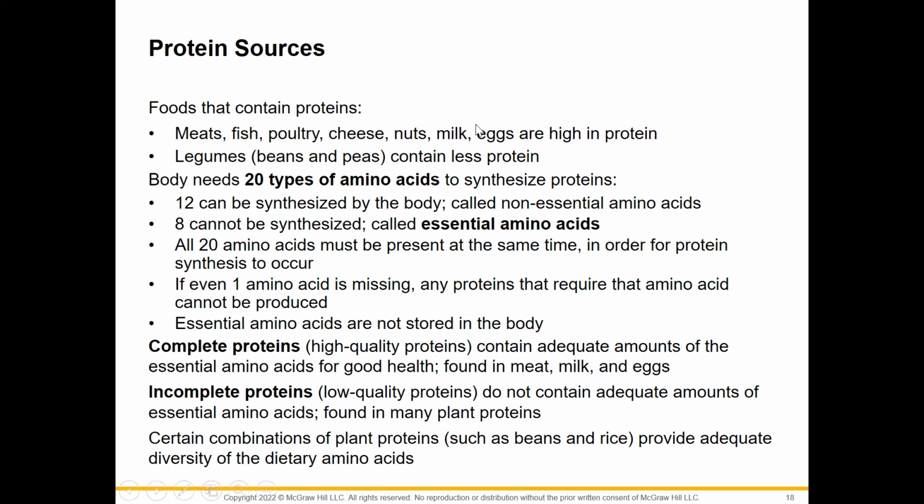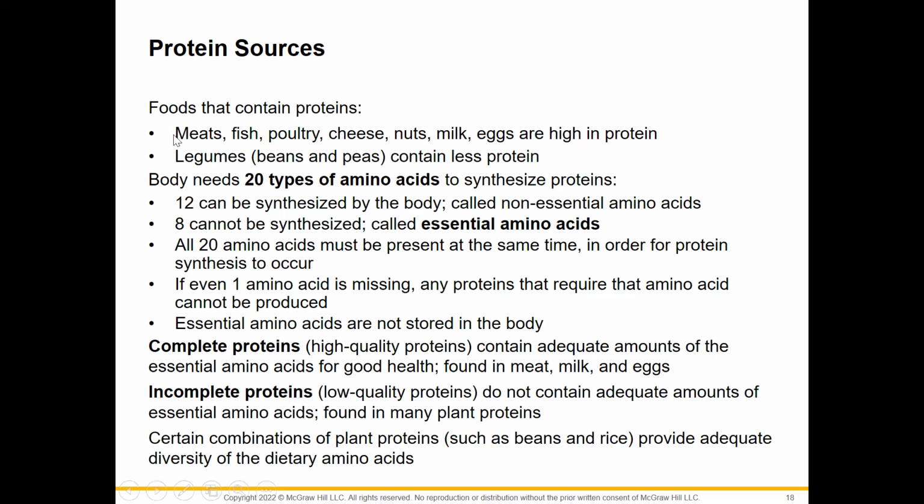Milk, remember, milk is what's used to make cheese. Eggs, eggs are high in protein. Even though they're also high in cholesterol, they're high in protein. Legumes, so beans and peas, they have high amounts of protein, even though the protein content is less than that of meat. People who eat lots of beans, like here in New Orleans, we tend to eat a lot of beans, especially red beans, on a regular basis.